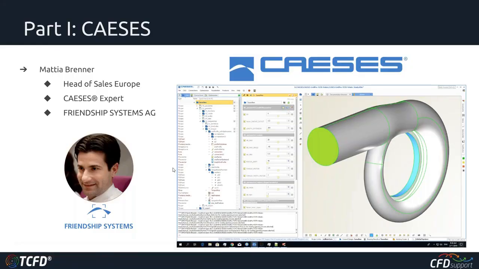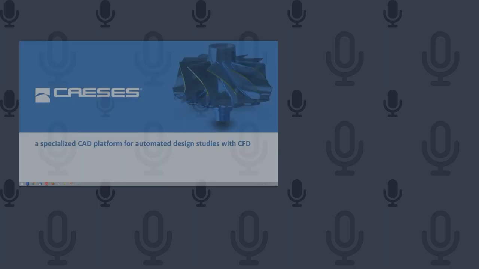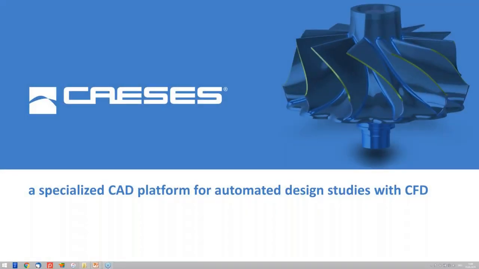So now it's time for CAESES. I will ask Matija. Matija, are you ready for your part of the presentation? Yes, I'm ready, Luboš. That's perfect. So I'm handing the presentation over to you. Very good. Can you see my screen now? Yes, perfect. We can see your screen. You can go ahead.